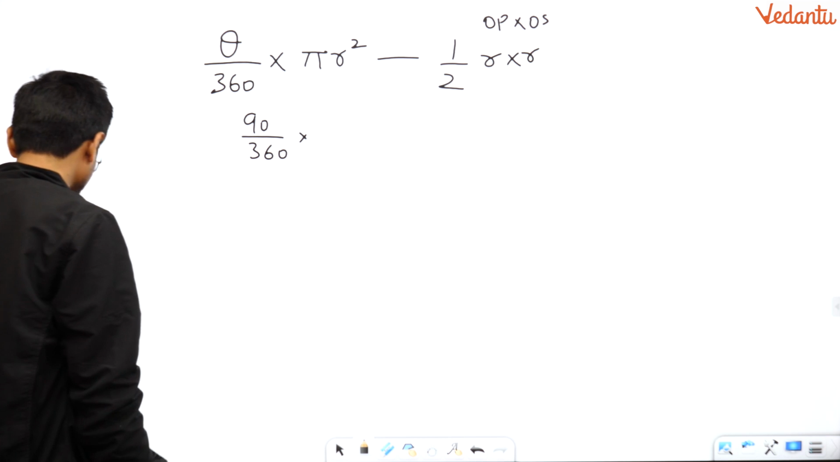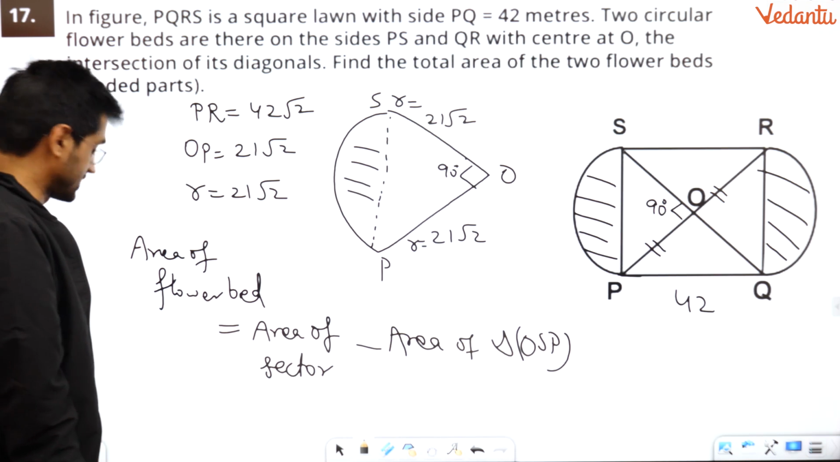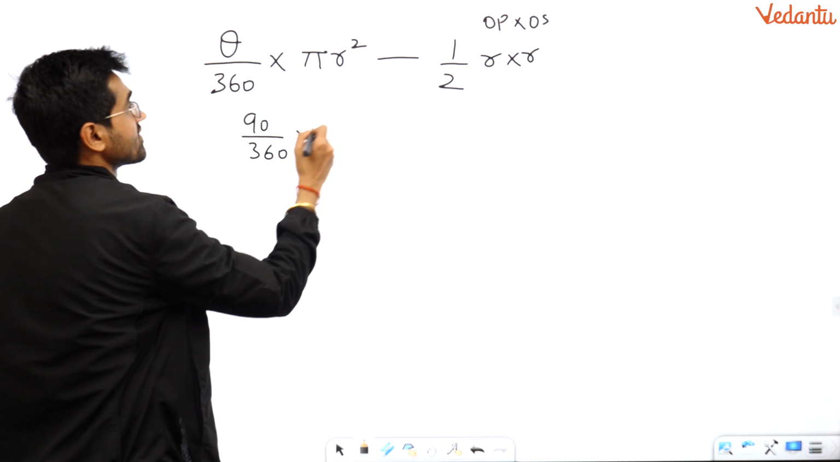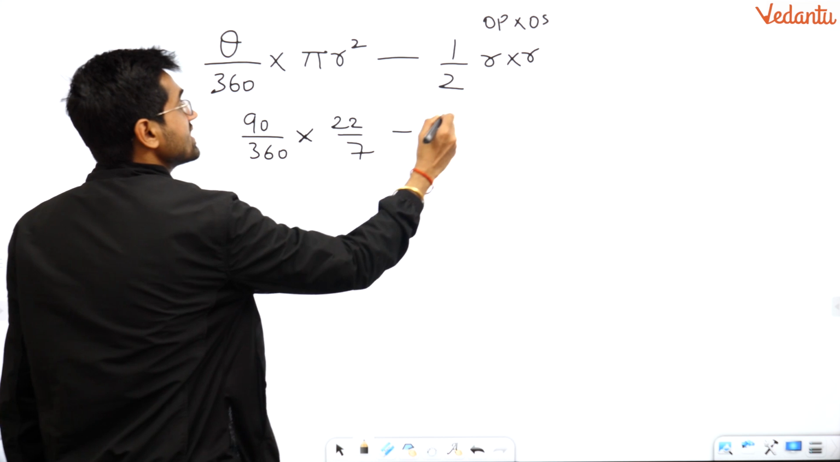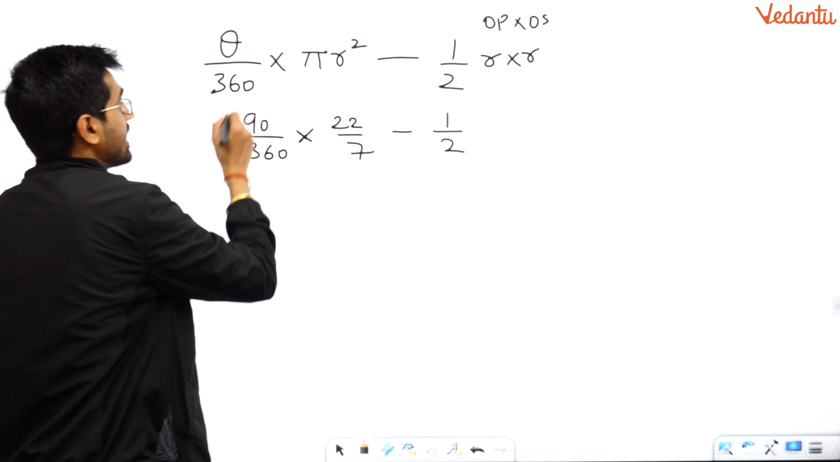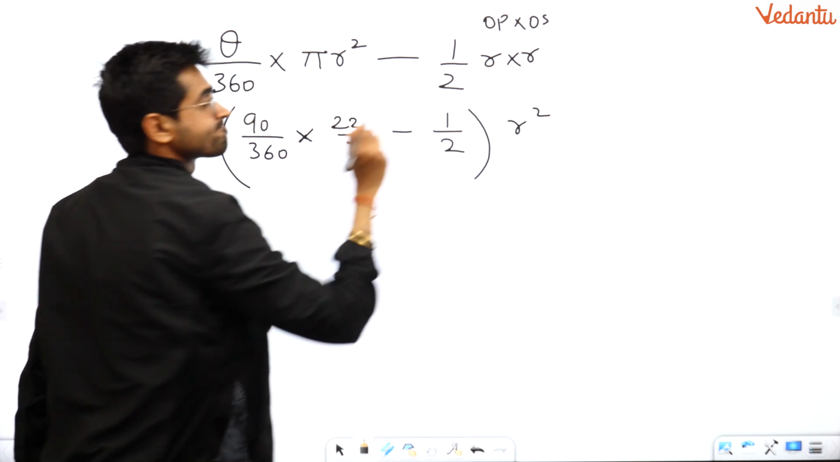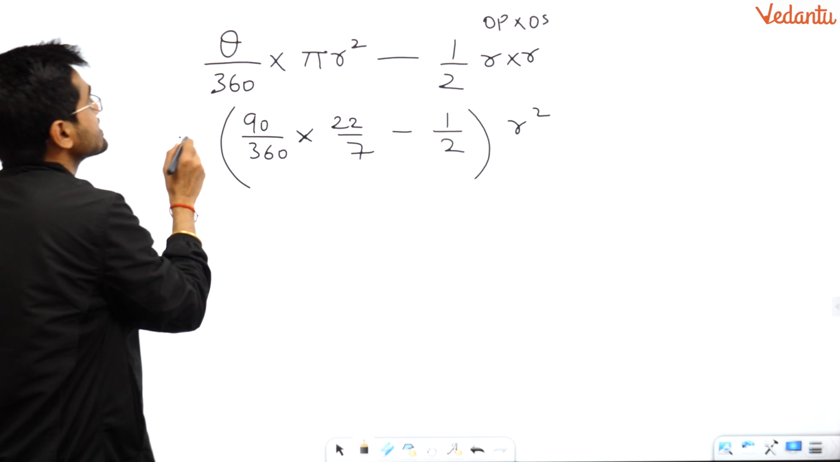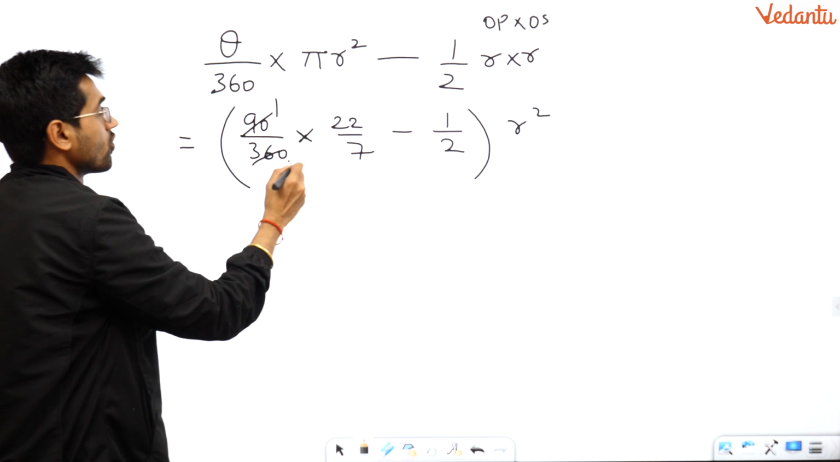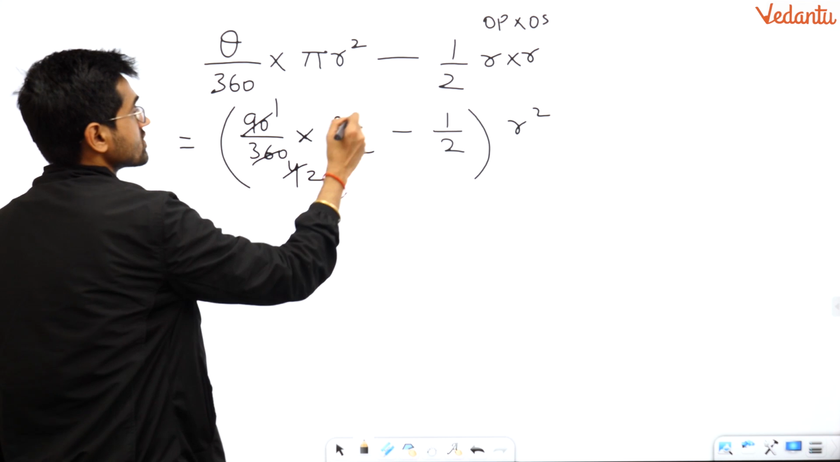Have they mentioned 3.14? Let us check. No, they have not mentioned. So take 22 by 7 only, minus half, and take out r square common. Okay, this is how easily you can do it. So this will be 1 by 4. And this will be 2 and this will be 11.